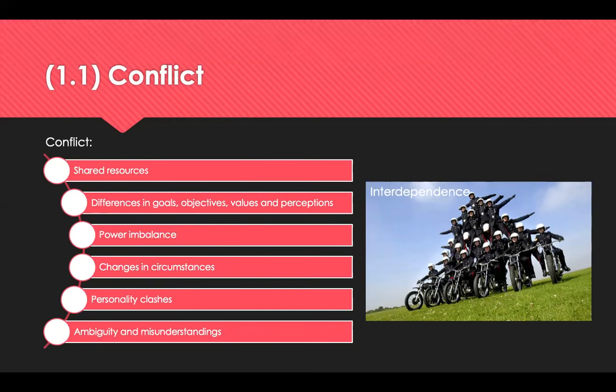In many relationships, there is a degree of interdependence between parties whereupon they rely on each other. And this will include relationships with the functions and with the purchasing team. And it may cause conflict when the party that the individual or function is relying on doesn't perform. So on here, you can see the different types. You've got shared resources, differences in goals, objectives, values and perceptions, or a power imbalance, changes to the circumstances, personality clashes, and ambiguity and misunderstandings.